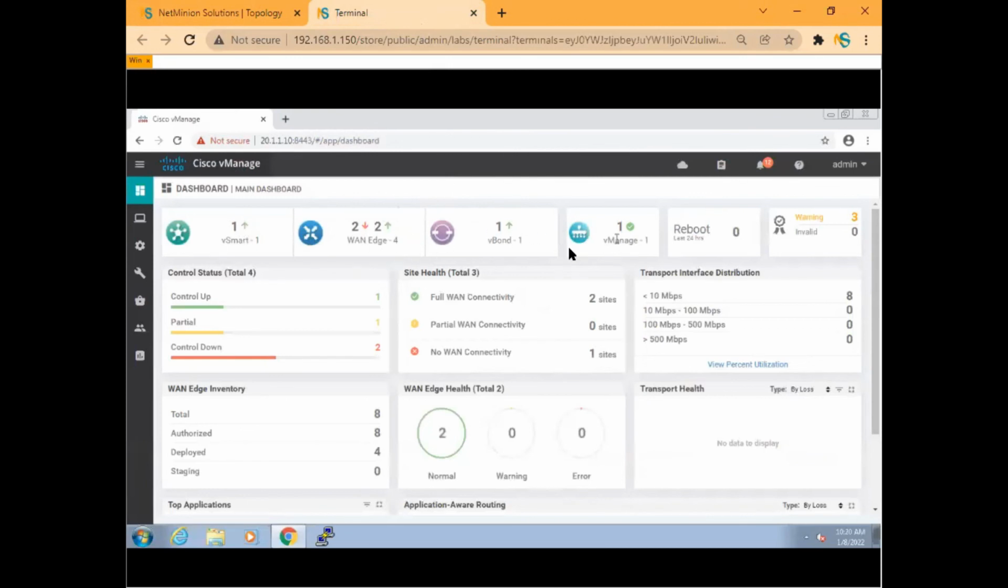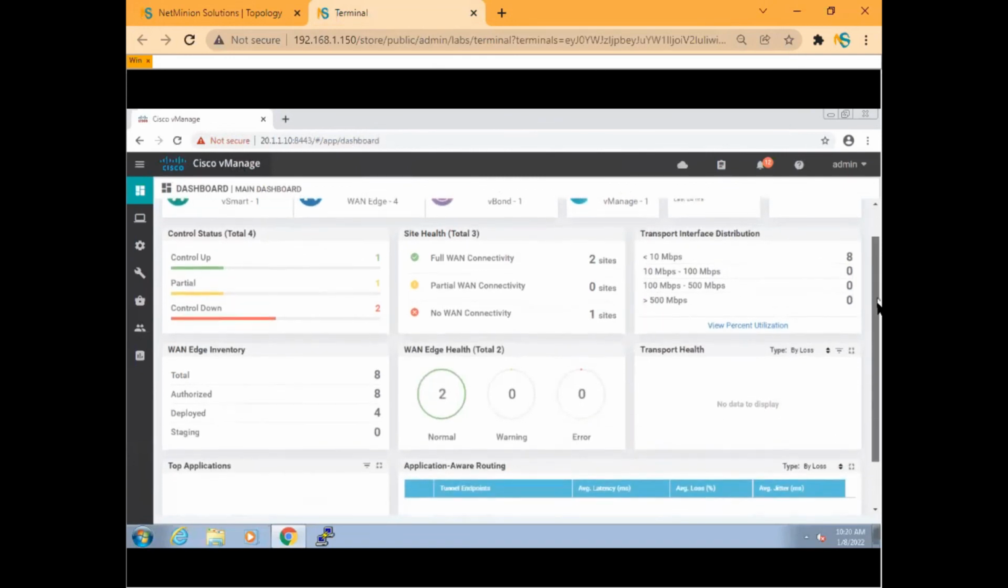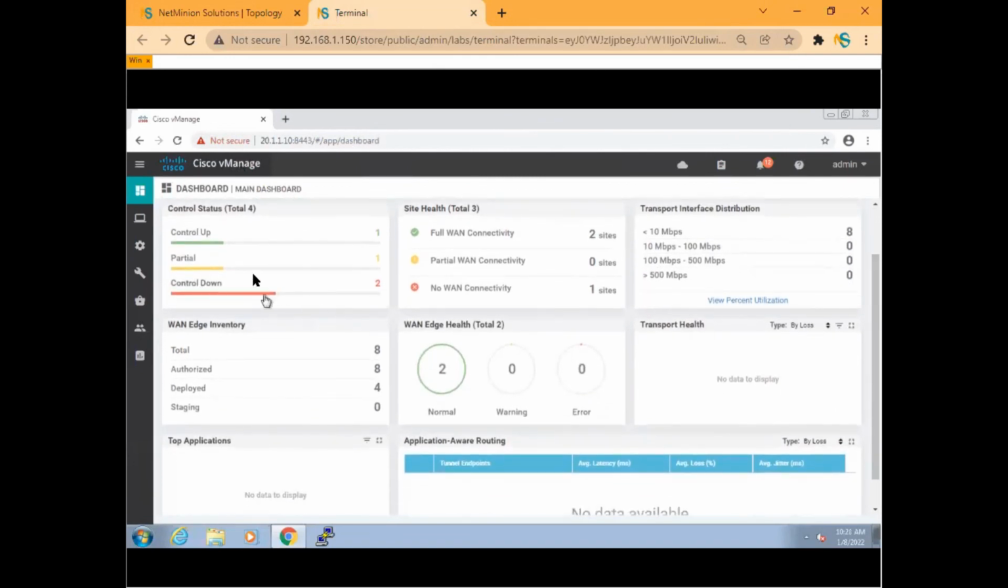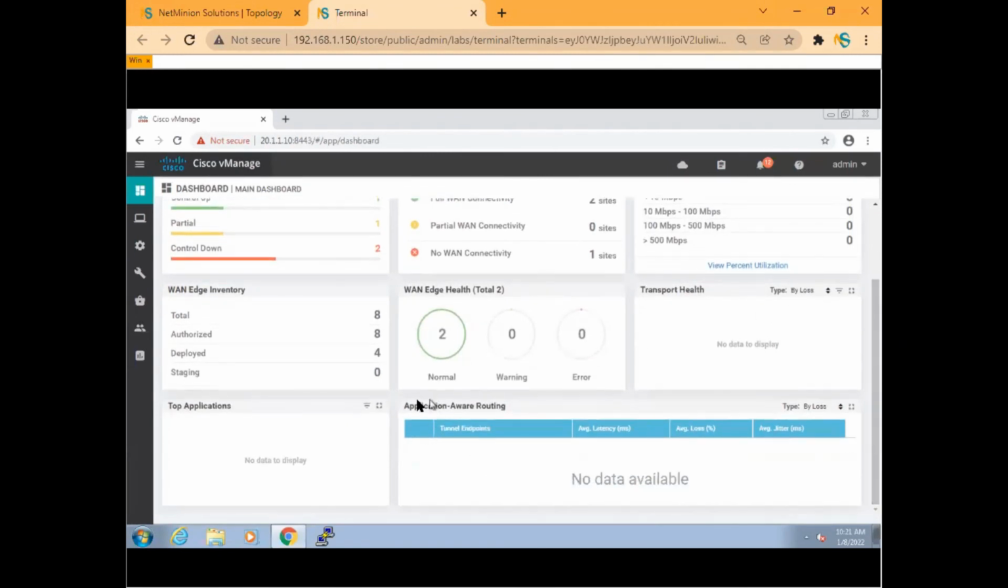Some of the devices are showing up. That is perfectly fine; it depends upon your network. But you can see this is your Cisco vManage. This is the GUI part. From here you can see a lot of things, like control plane down, control plane up. Not only these things, whatever I was talking about AAR, you can see over here that it is checking the latency, the average loss, and the jitter.